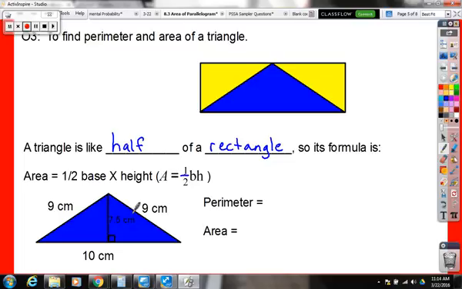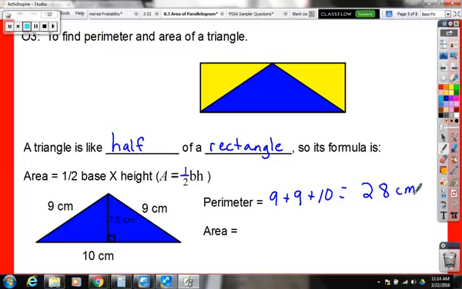Let's see, Zoe. Perimeter, we just want the distance around. Yeah. 9 plus 9 plus 10. Good, 9 plus 9 plus 10, we only have 3 sides, so we have 3 numbers, and what does that equal? 28 centimeters. Linear, so we don't put any little 2 there. How about the area for this?